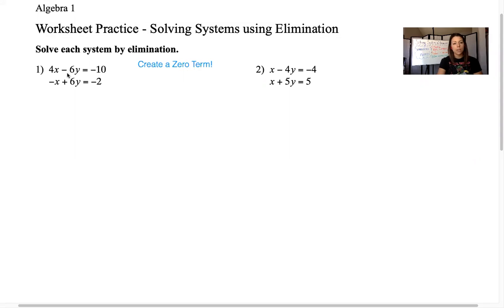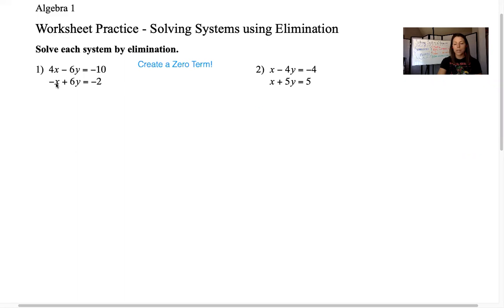So the way I can tell I'm going to use elimination in this example is that my equation has all of its like terms stacked on top of itself. The x is on top of the x, the y is on top of the y, and the numbers are on top of the numbers, and the equal signs are on top of the equal signs. So I'm looking for either equal terms or opposite terms.